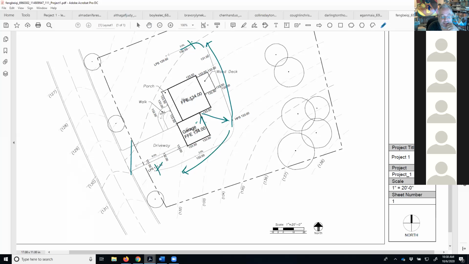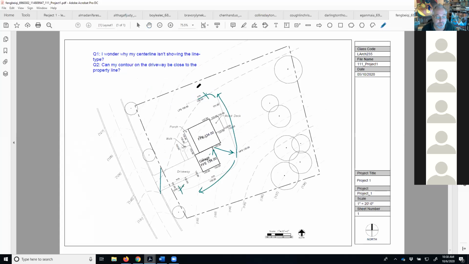I like the music. And you can determine where that back door is. What other questions do we have on this one?